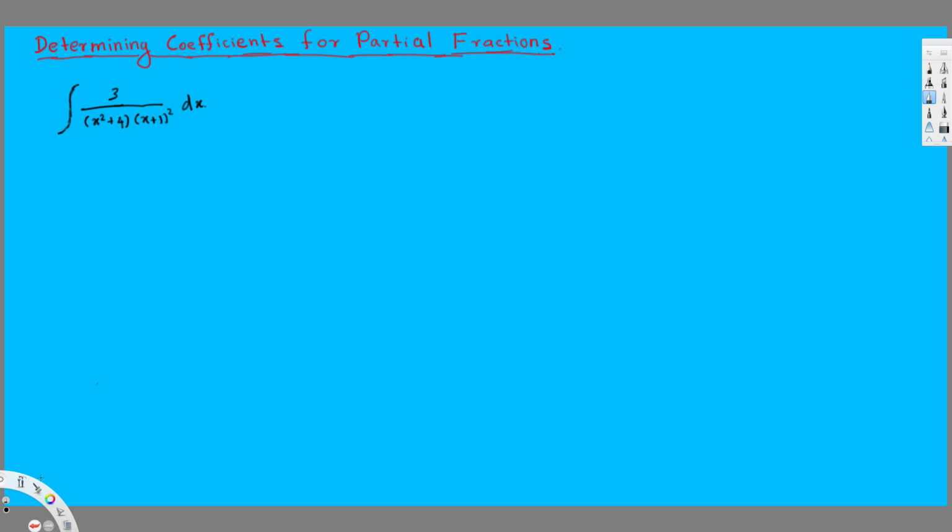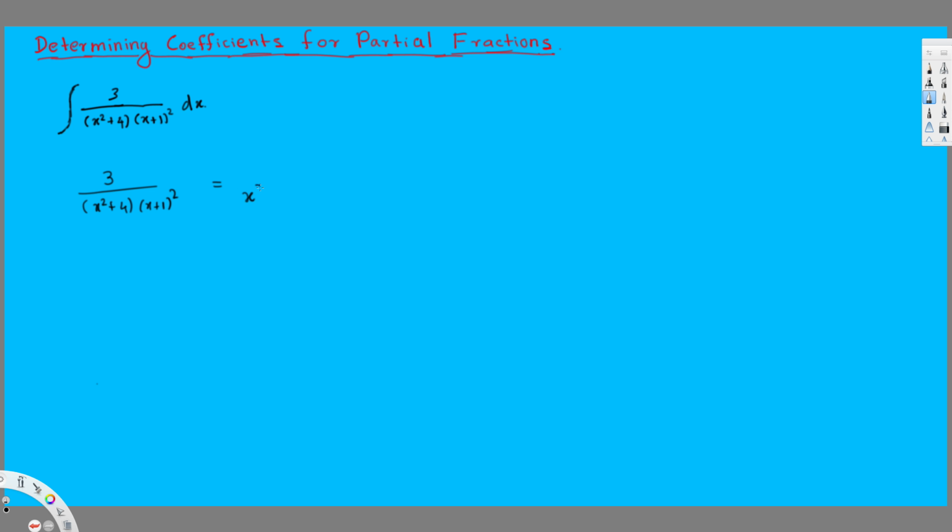Let's do the partial fraction decomposition for this function right here. So let's separate this part first. So we have 3 over (x squared plus 4)(x plus 1) squared, right? The first thing we have to look at is the denominator, to see whether it is further factorable. In this case, it is not factorable anymore, so we are going to bring this one as it is to the other side.